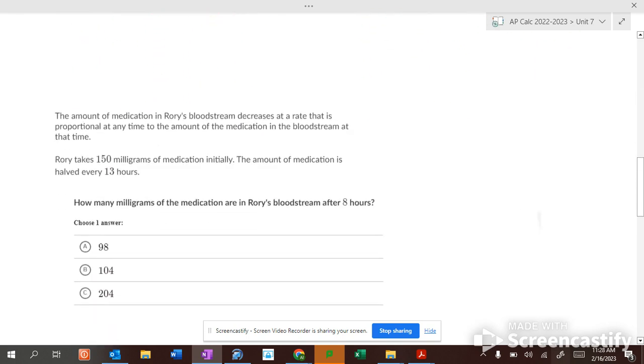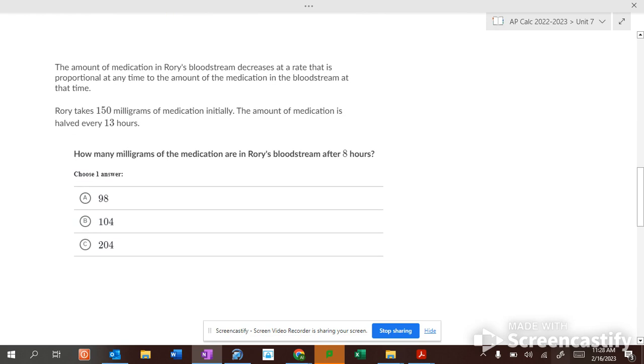So, knowing that, the amount of medication in Rory's bloodstream decreases at a rate proportional to the amount of the medication in the bloodstream at that time. This sounds like a total nursing question for those of you who are future nurses or doctors. Rory takes 150 milligrams of medication initially. The amount of medication is halved every 13 hours. How many milligrams are in his bloodstream after 8 hours? Such a good problem.